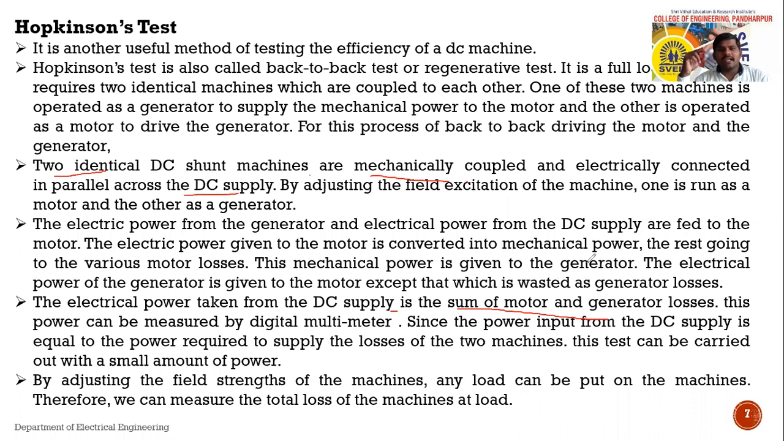We are connecting a rheostat in the field of one machine, and another rheostat in the field of the second machine. By adjusting the value of that rheostat, we are able to put any load on the machine and measure the losses at load condition also. Okay, so now I will show the diagram of how it can be done.